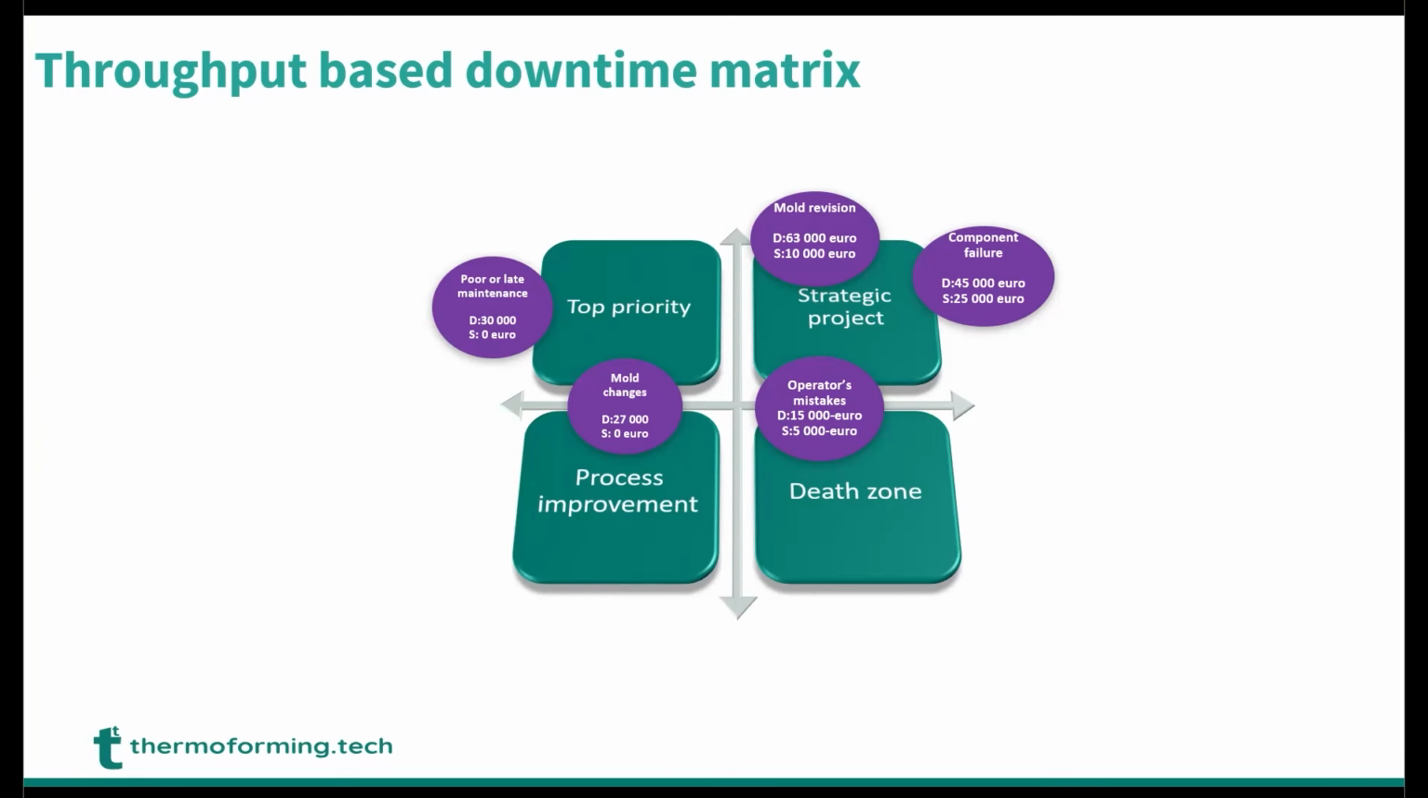If we watch this matrix now, what we see is that the mold changes are inflicting lots of damage, and they cost us nothing. So it's somewhere in between top priority and process improvement, and correlate maintenance somewhere here. And this is something we should focus on. It will cost us almost nothing, and it will give the company an additional 57,000 euros of added value. And then the mold revision and the component failure: mold revision costs less than creating a stock of components, and more damage will be prevented by this. So this is exactly how that works.